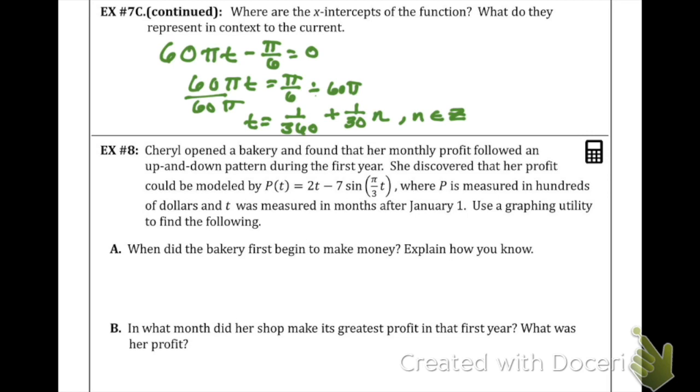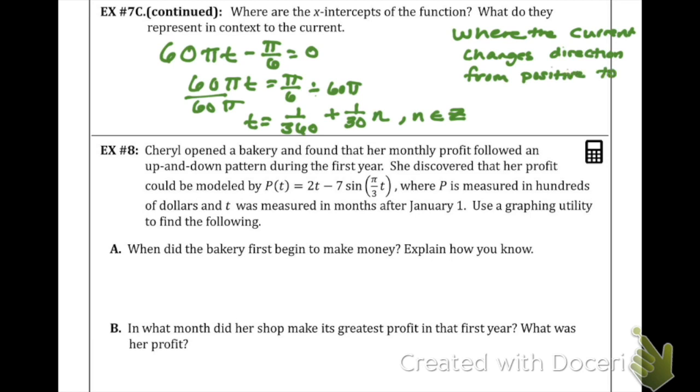So what does this mean in context to the current? This is where the current changes direction from positive to negative, or vice versa, from negative to positive.